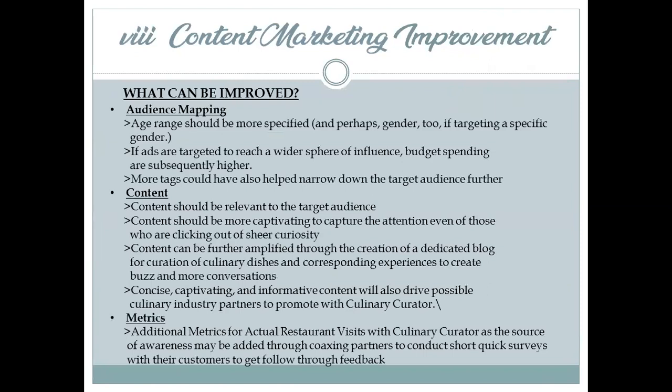So, what could be improved? In terms of audience mapping, perhaps we could improve by narrowing down the age range, which should be more specific, and perhaps even the gender, if it's targeting a specific gender. And if ads are targeted to reach a wider sphere of influence, it connotes that there should also be a larger budget spent for us to be able to reach farther places. More tags could also have helped narrow down the target audience further in the topic of interest.